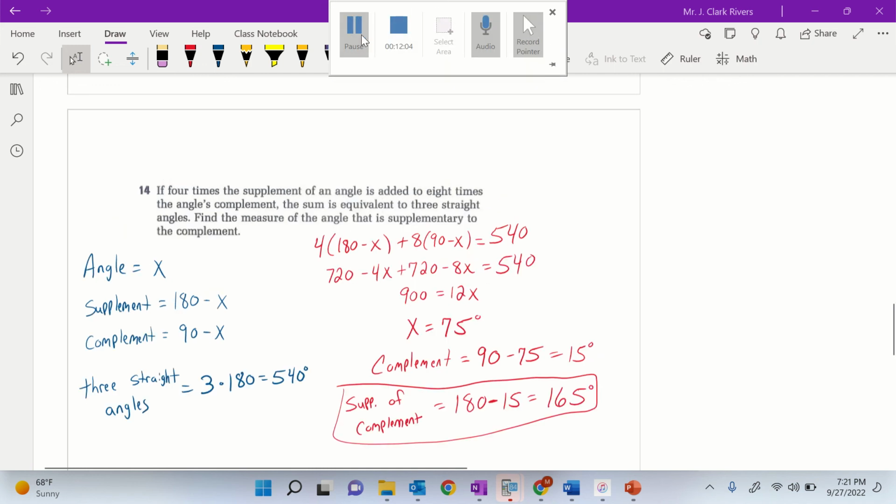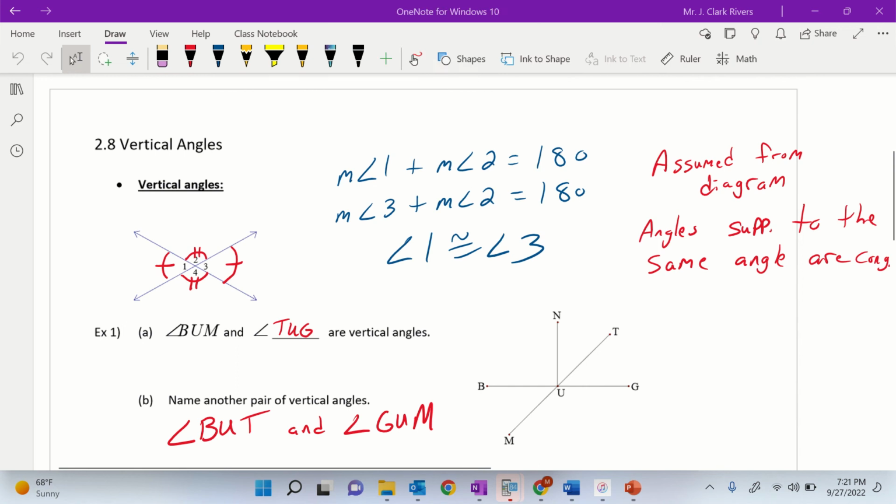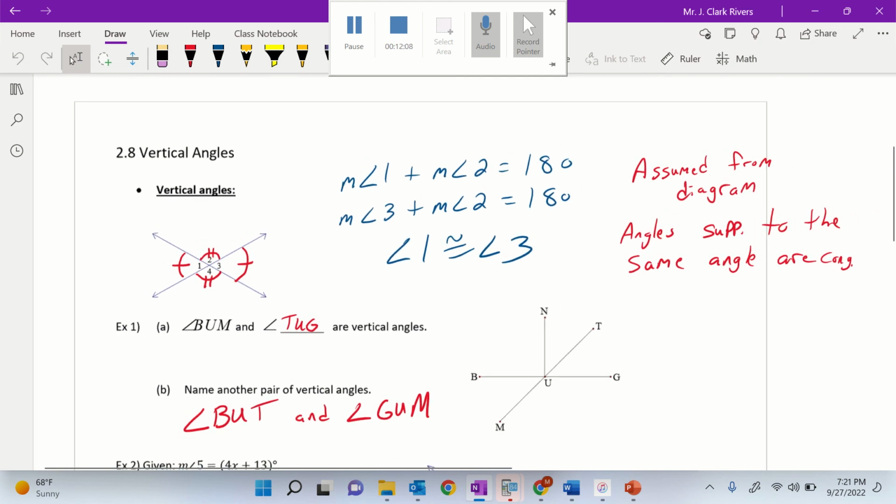All right, that's the homework. Let's go on to the notes now. I've already filled this out, so you can just pause the video and write down what you need to. I'm just going to talk about it here.